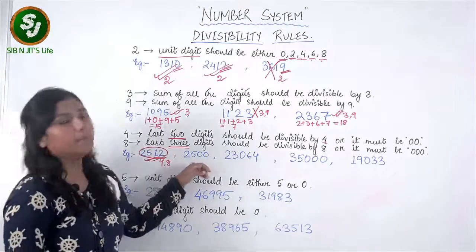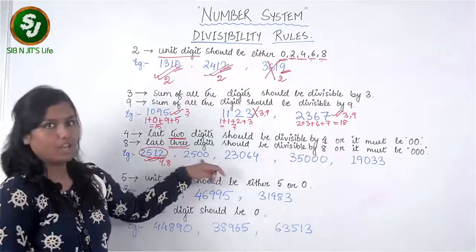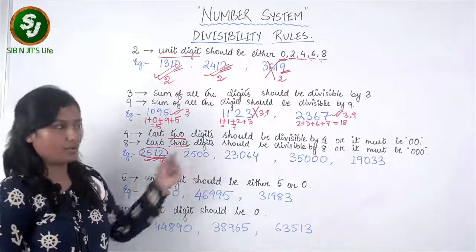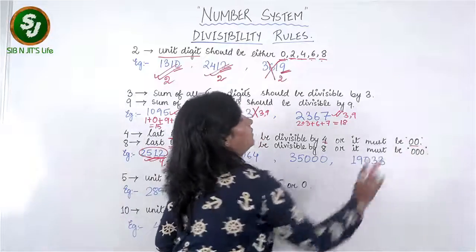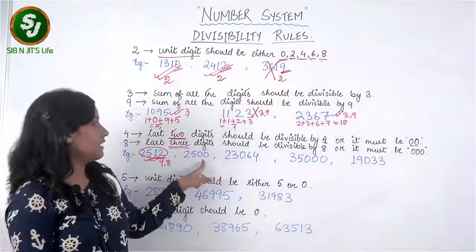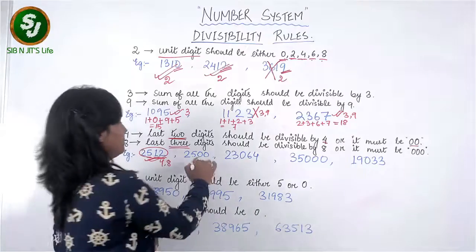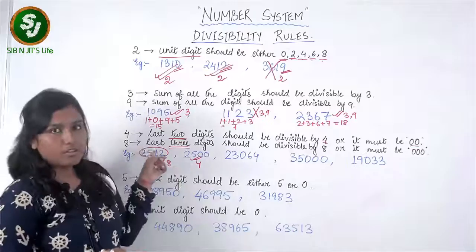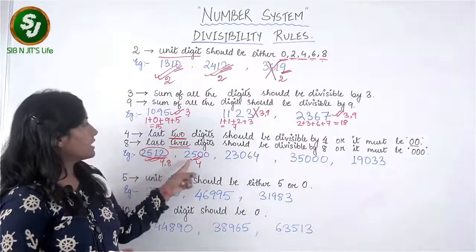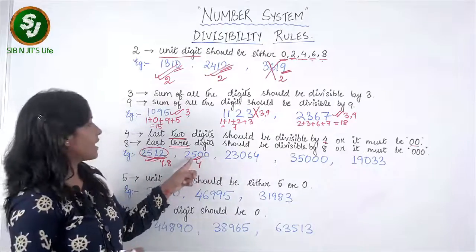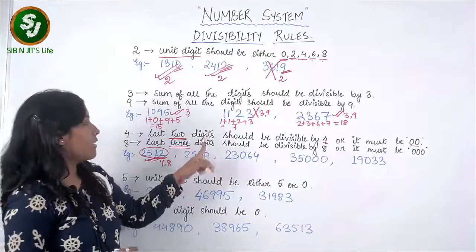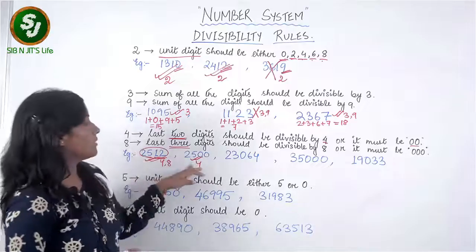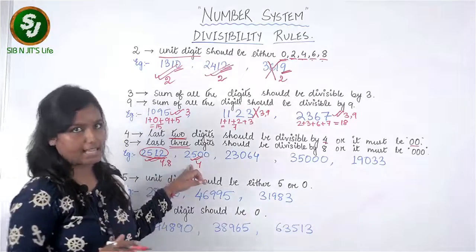Moving on to the next example, 2500. Okay, so look at the last 2 digits. It is 0, 0. So whenever we have 0, 0 at the end, then that number is divisible by 4. Now let's check whether it is divisible by 8 or not. So for 8, we have to check the last 3 digits. And in this case, it is 500. And 500 is not divisible by 8. So this is divisible only by 4 and not by 8.